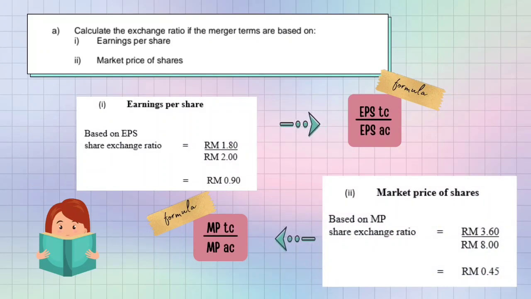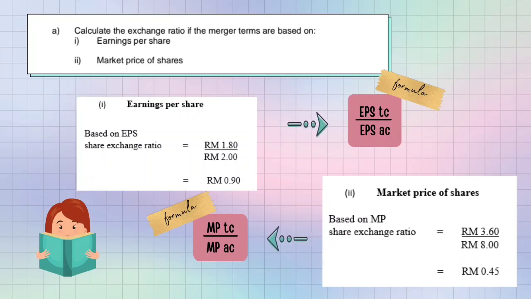First question is, calculate the exchange ratio if the merger terms are based on, first, earnings per share, and second, market price of shares. The calculation for earnings per share is based on EPS share exchange ratio equals RM1.80 divided by RM2, and the answer will be 90 cents.